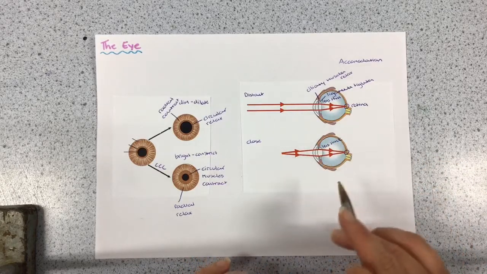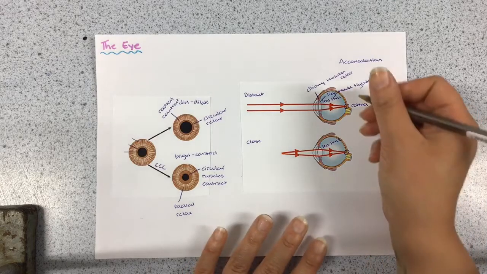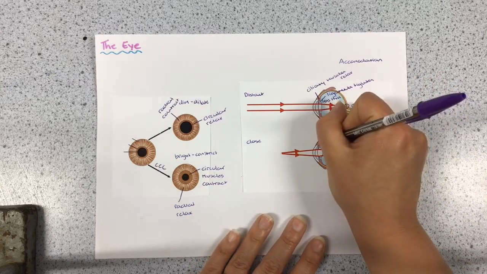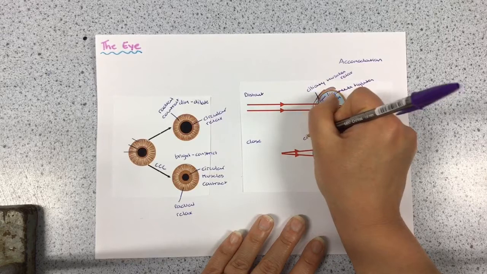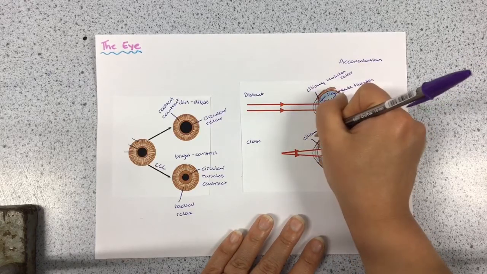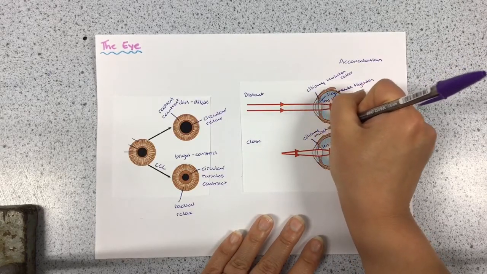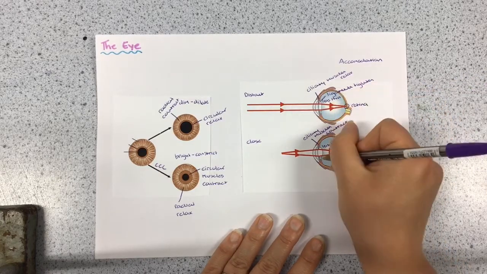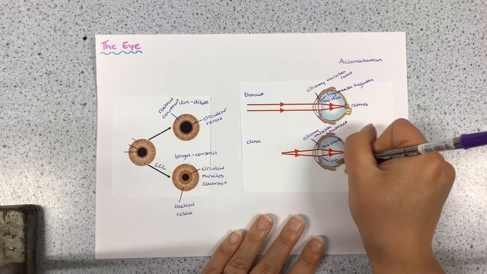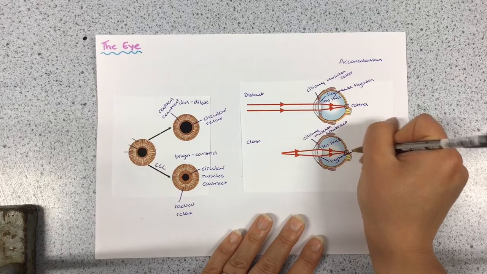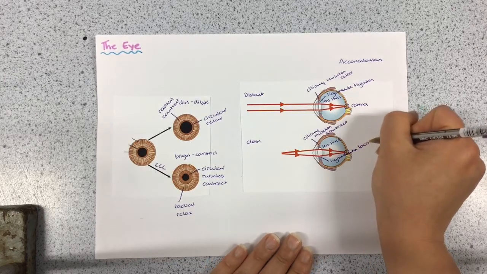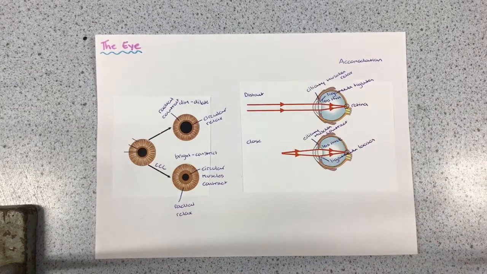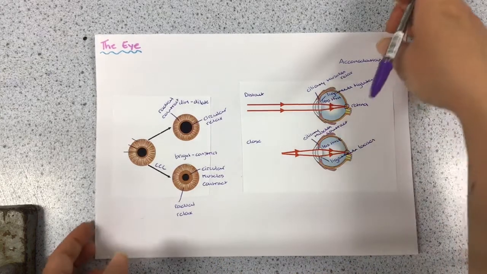In this one, if we're focusing on a close object, your ciliary muscles contract, the ligaments loosen, and this allows your lens to become thicker. Okay, so that is the first bit of the eye.